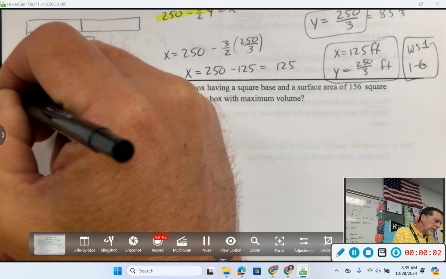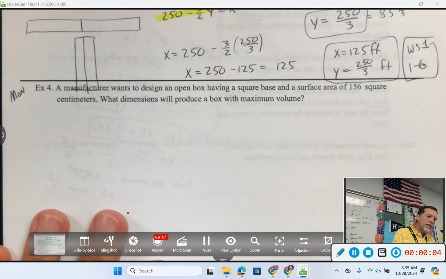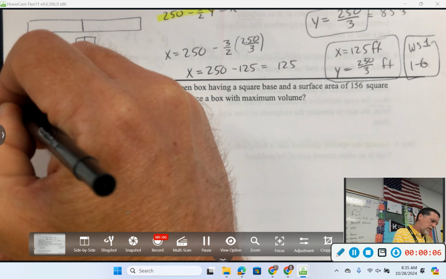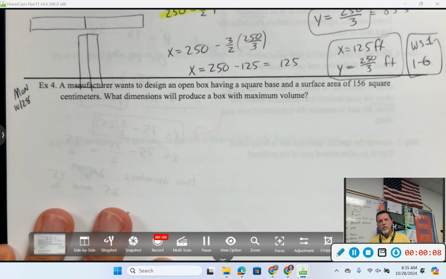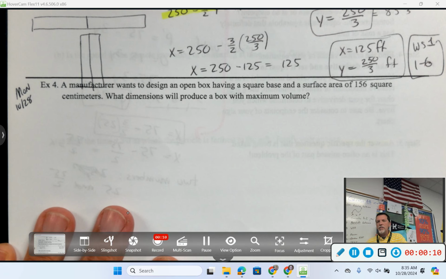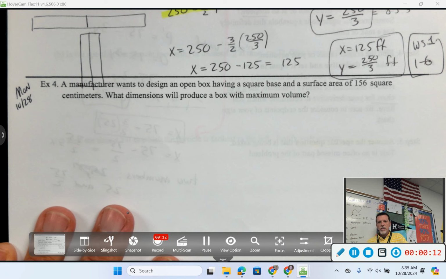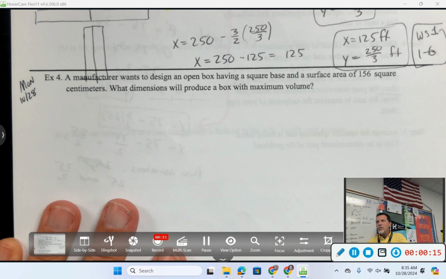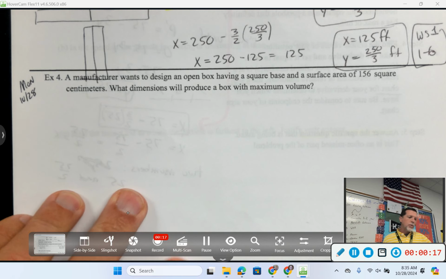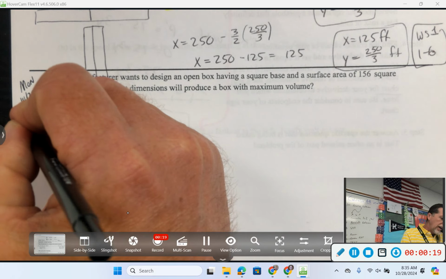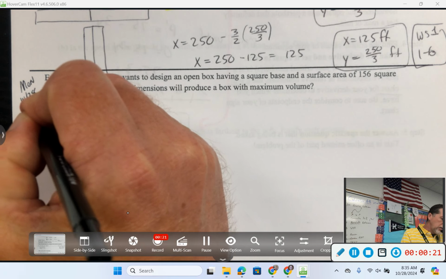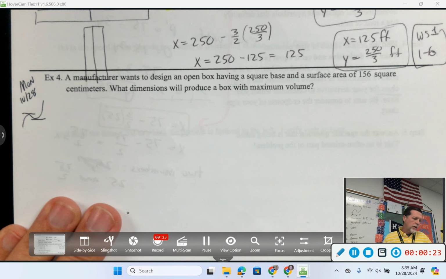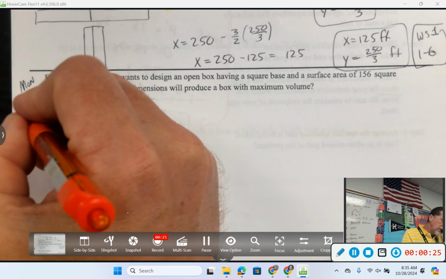So, picking up where we left off, this is Monday, October 28th. This is sort of part 2 of the optimization notes. And it uses stuff that we already know, we're just putting it on word problems.